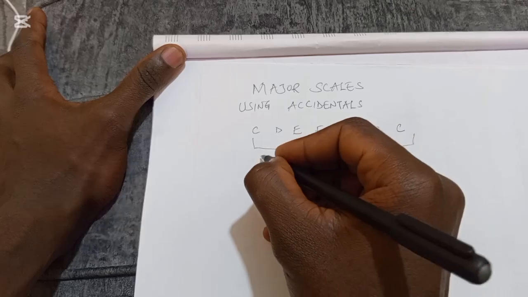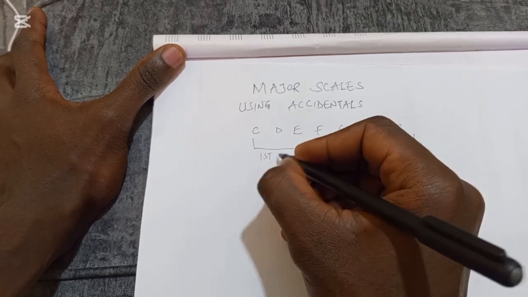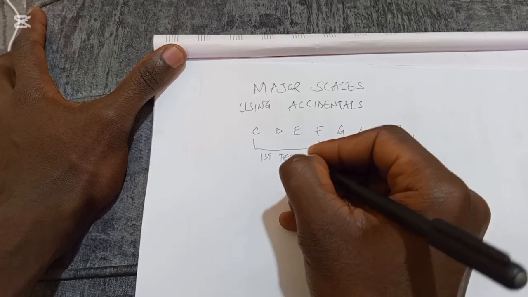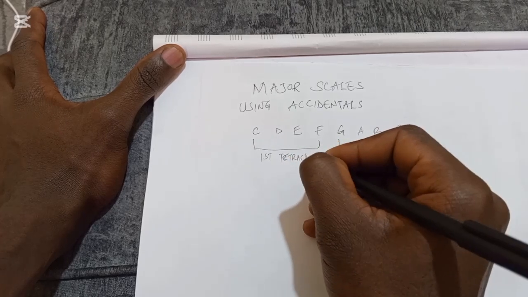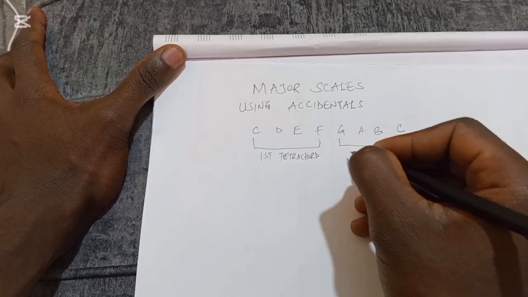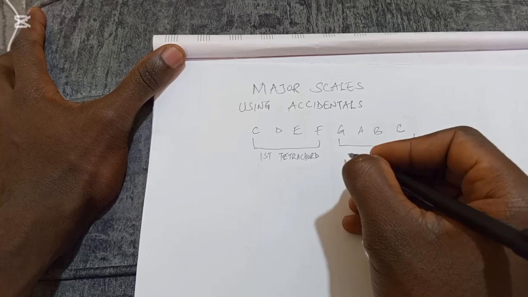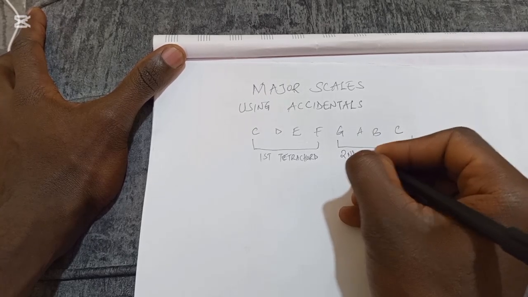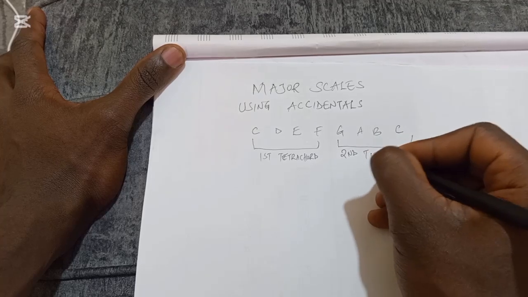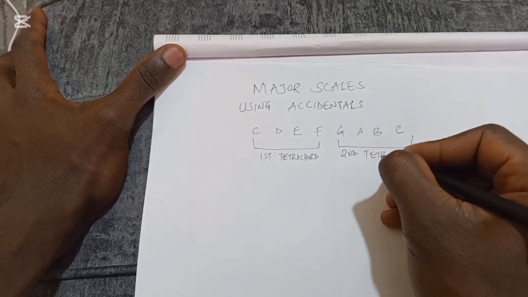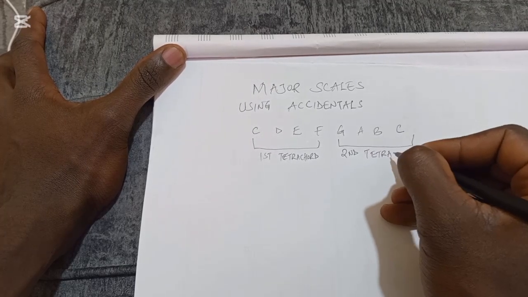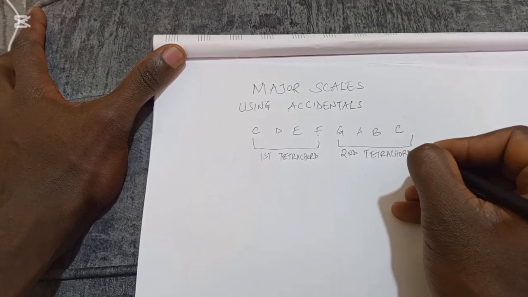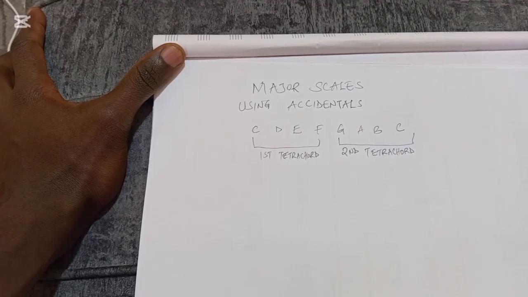So this is our first tetrachord. And if you don't know what a tetrachord is, please check the video that was uploaded just before. So the first tetrachord is from C to F. The second tetrachord is from G to C.